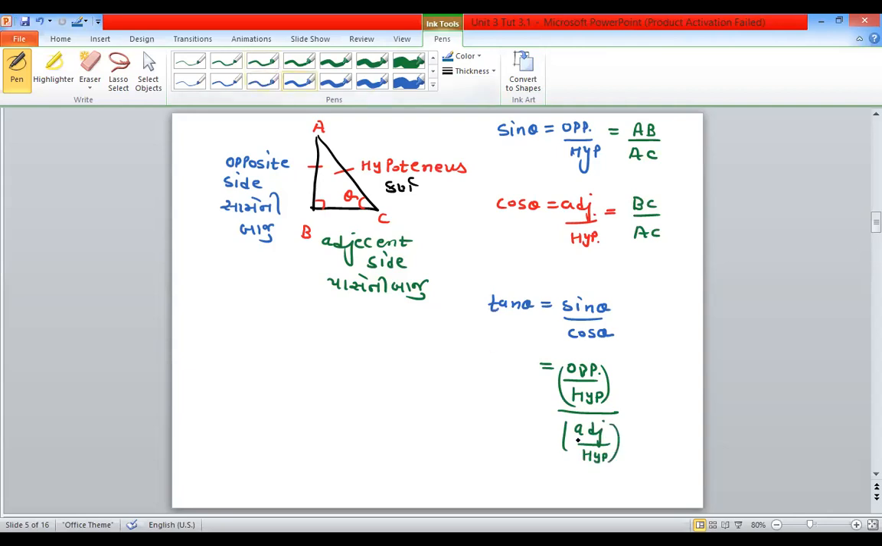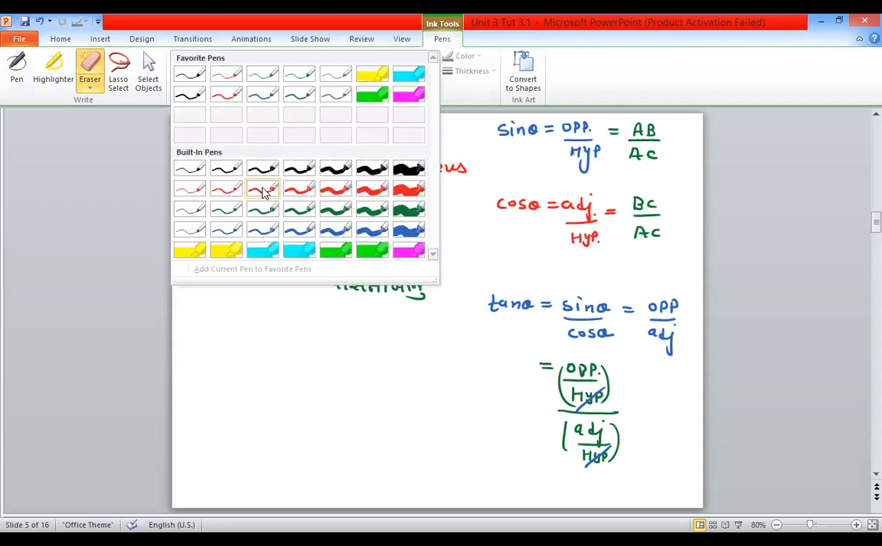Look here, both have a common denominator. They are cancelled. The remaining terms are just opposite upon adjacent. And look here, the opposite side we can say is AB and upon BC. So these are the formulas you must remember.